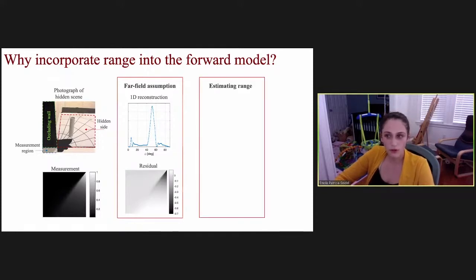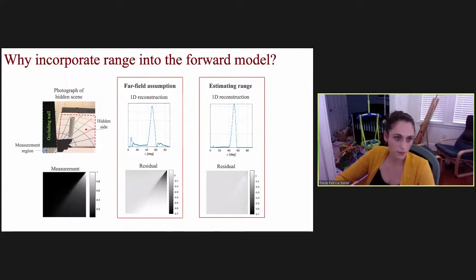So if we choose to estimate range and incorporate it into our forward model, we ultimately arrive at an estimate like this with way fewer artifacts, and our residual is much smaller. So we're adding a new reconstruction dimension and improving our 1D reconstruction as well.